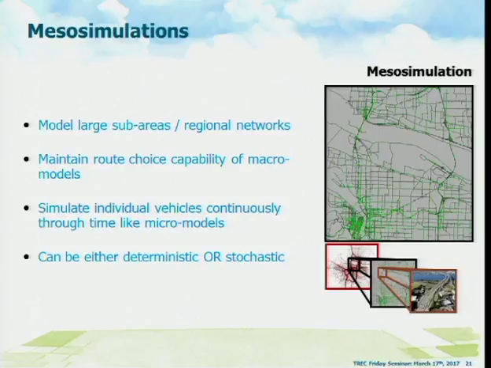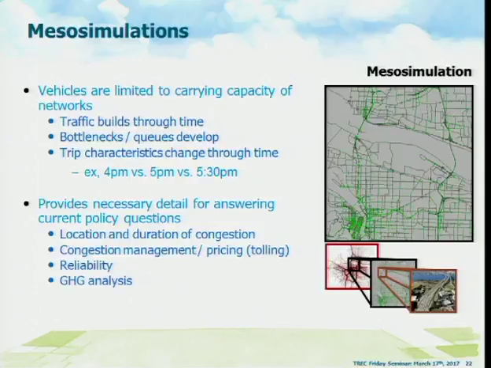But you're giving some kind of behavioral characteristics to the vehicles, and each vehicle is individual, so you can keep track of different characteristics of the vehicle as you're modeling, and they can be either deterministic or stochastic, and I'll show reasons later why that's important. The vehicles, like micromodels, are limited to the capacity of your roadway network. Traffic builds through time. You get the buildup of bottlenecks and queues, and you can keep track of those temporal differences in trips that happen at 4 p.m. or 5 p.m. or 5:15.